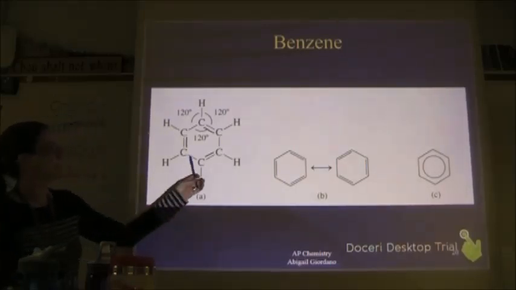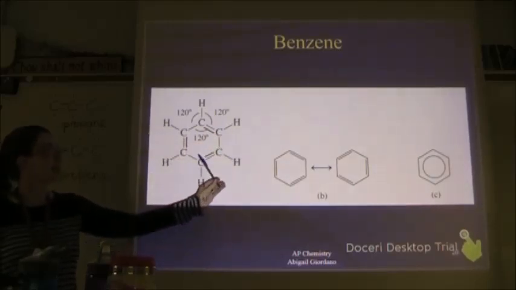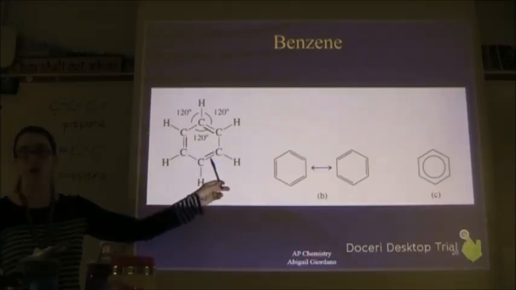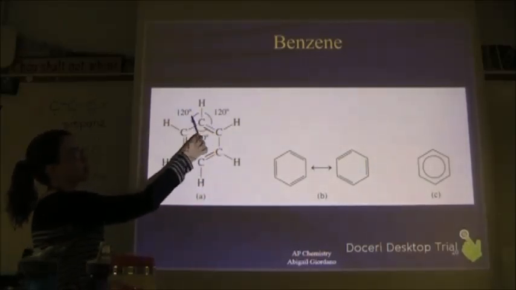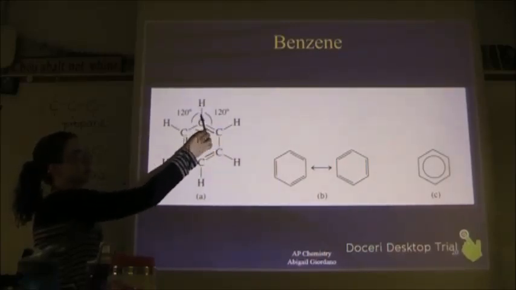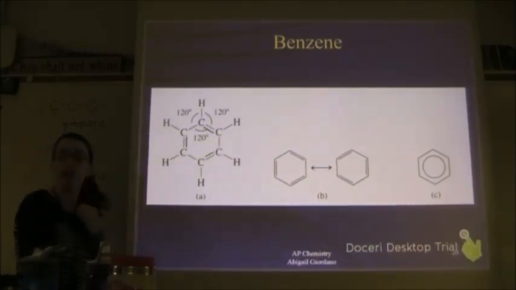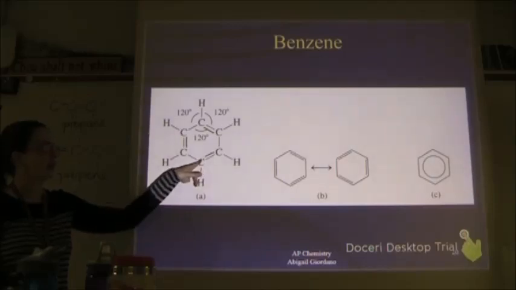Right? Benzene is a 6-carbon ring, but it has double bonds on every other side, which is why the bond angle is 120 degrees. Do you remember what shape that is? Trigonal planar? Yeah. Okay. So I don't quite like that they didn't draw those double bonds in there.